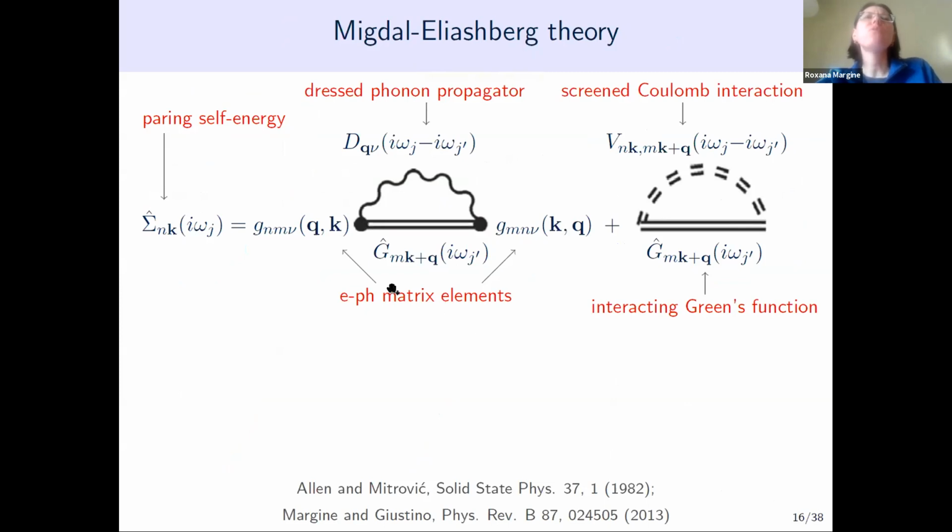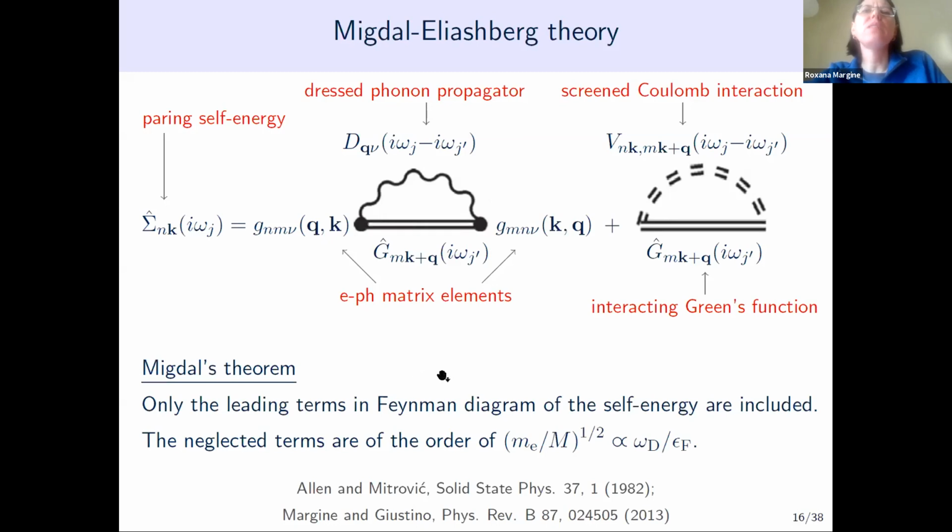And the central point of the Migdal-Eliashberg formulation is the calculation of the electron self-energy, which consists of a sum of two terms, an electron-phonon contribution and the Coulomb contribution. So in this case, we are only writing the leading terms in the Feynman diagram of the self-energy, and this is called the Migdal approximation. The neglected terms are of the order of the square root of the electron mass to the ionic mass.